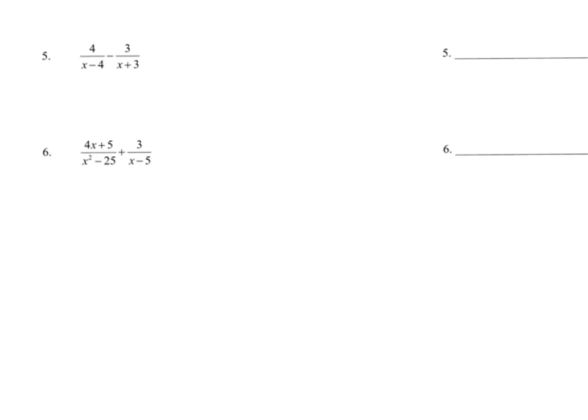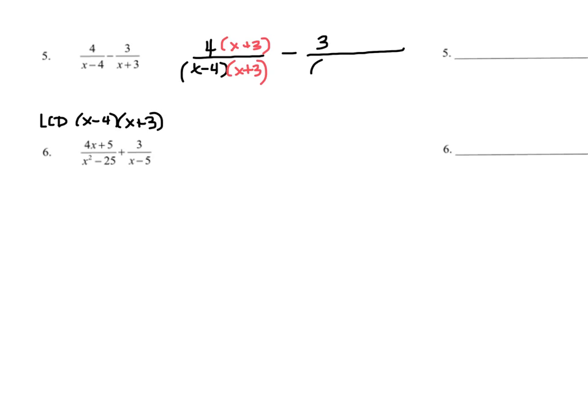Okay, now you can see we're subtracting or we're adding. Now we have to find a common denominator. So the LCD here is going to be (x minus 4)(x plus 3). And I see that this first fraction needs to be multiplied by x plus 3 over x plus 3. And this second fraction needs to be multiplied by x minus 4 over x minus 4.